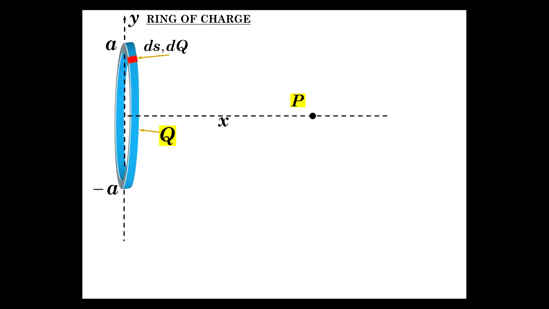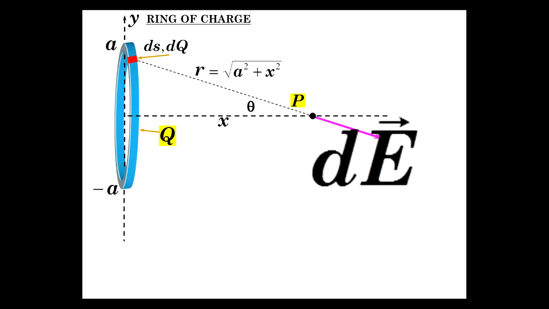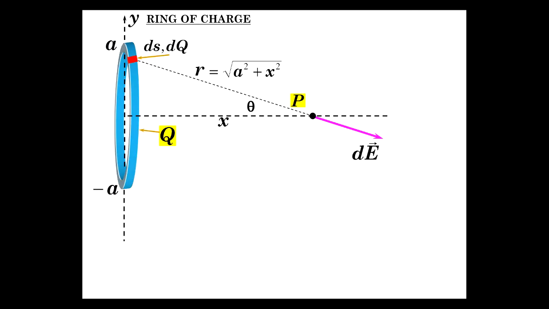Well, let's consider a differential element of this ring. We'll call that ds, differential arc length, and dq, uniform linear charge density along that ring. So dq is this little element here of ds. And the distance to P, we'll call that r, and we have theta. So r is the square root of a squared plus x squared. We've seen that before. Producing a differential electric field at point P, shown as given.